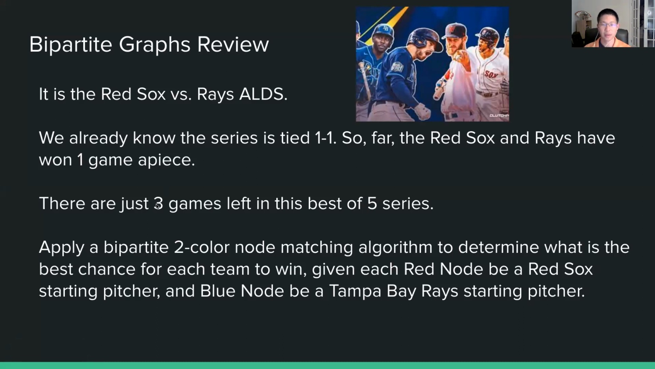Apply a 2-color. Wow, Halloween must be coming early. My lamp is haunting me right now. Apply a bipartite 2-color node matching algorithm to determine the best chance for each team to win, given a red node be a Red Sox pitcher and a blue node be a Tampa Bay Rays starting pitcher.